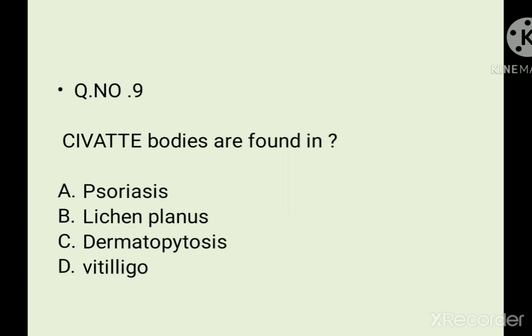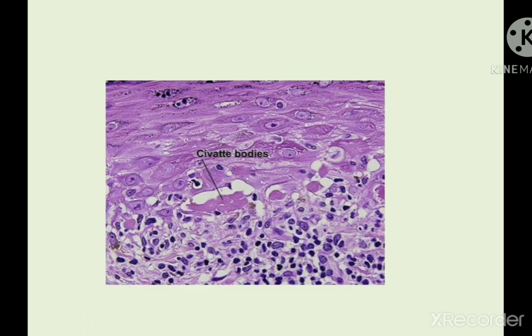Civatte bodies are found in A. Psoriasis, B. Lichen planus, C. Dermatophytosis, D. Vitiligo. The answer is lichen planus. These are Civatte bodies. These are eosinophilic hyaline ovoid bodies. These are actually apoptotic keratinocytes seen in the epidermis and at the dermoepidermal junction.